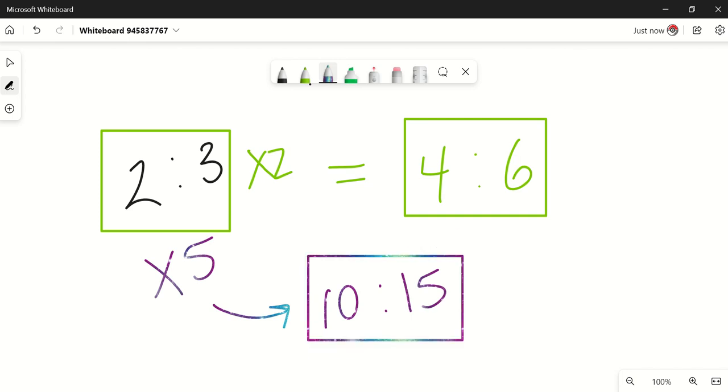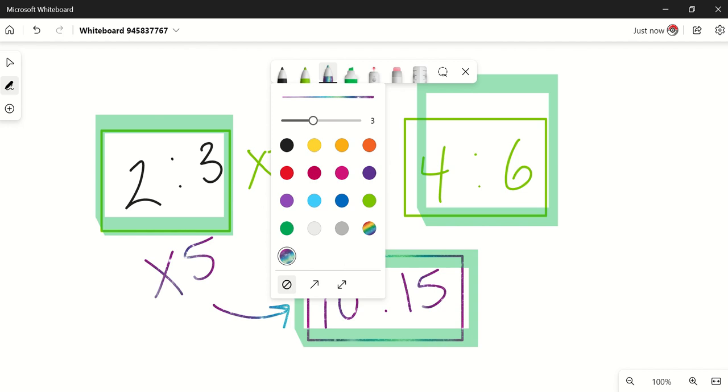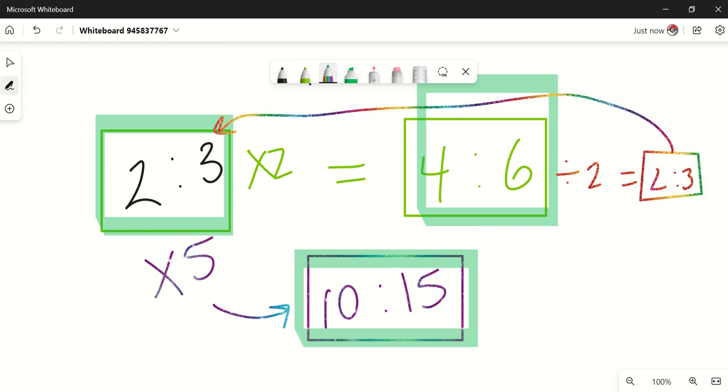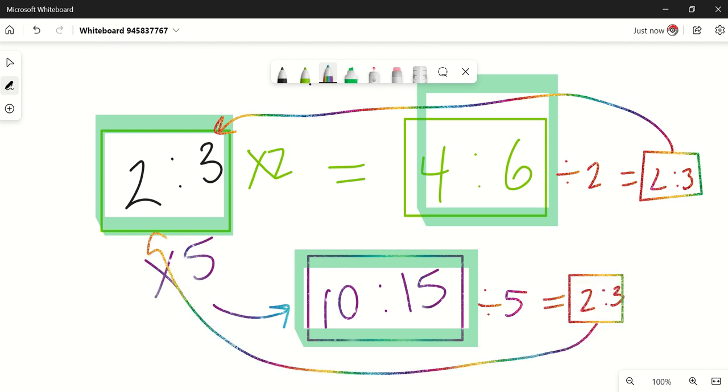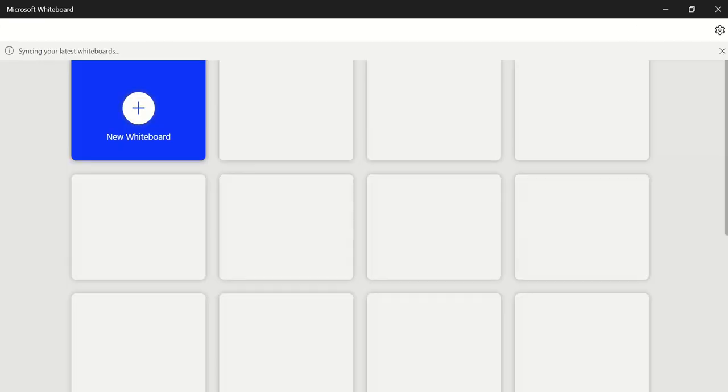These would all be equal because of this. If I were to simplify this down, let me go ahead and pick a different color, if I were to divide these both by 2, I'd get 2/3, which is the same as what it is over here. If I were to divide this both by 5, I would get 2/3, or 2 to 3, which is exactly what I have here. So 2 to 3, 4 to 6, and 10 to 15 are all equivalent ratios. And that's what we're going to be dealing with today.